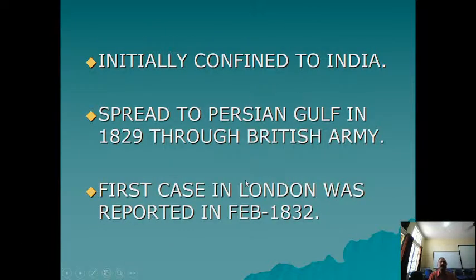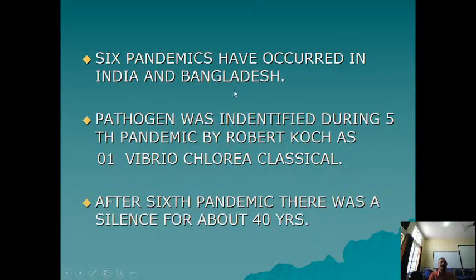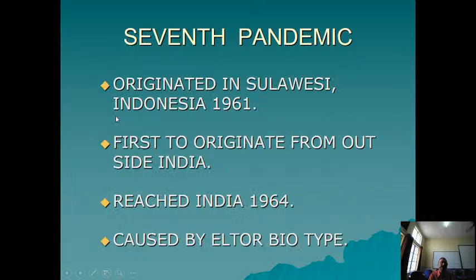Initially, okay, so this we have already talked about. The first case in London was in February 1832. Six pandemics have occurred, with India and Bangladesh having basically the maximum cases. The pathogen was identified during the 5th pandemic by Robert Koch as O1 Vibrio cholerae classical. After the 6th pandemic, there was silence for about 40 years, as I showed you.